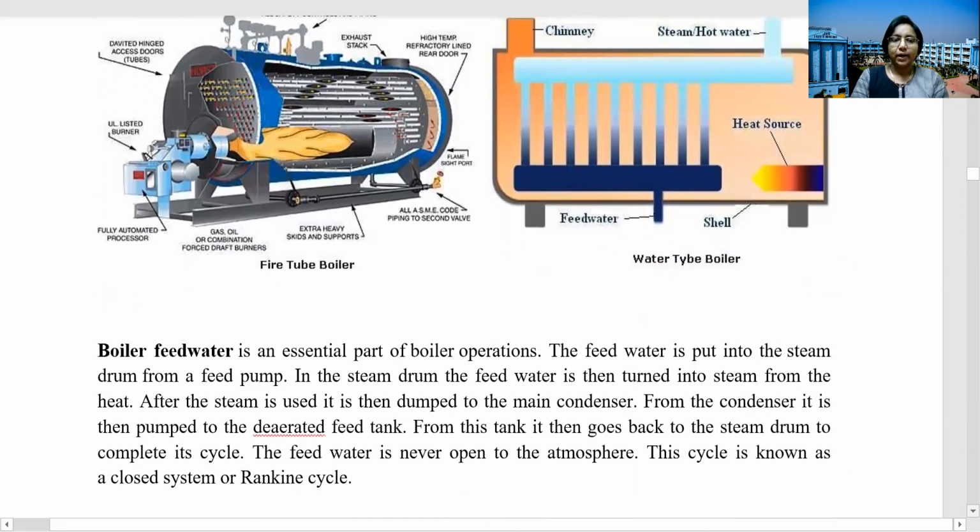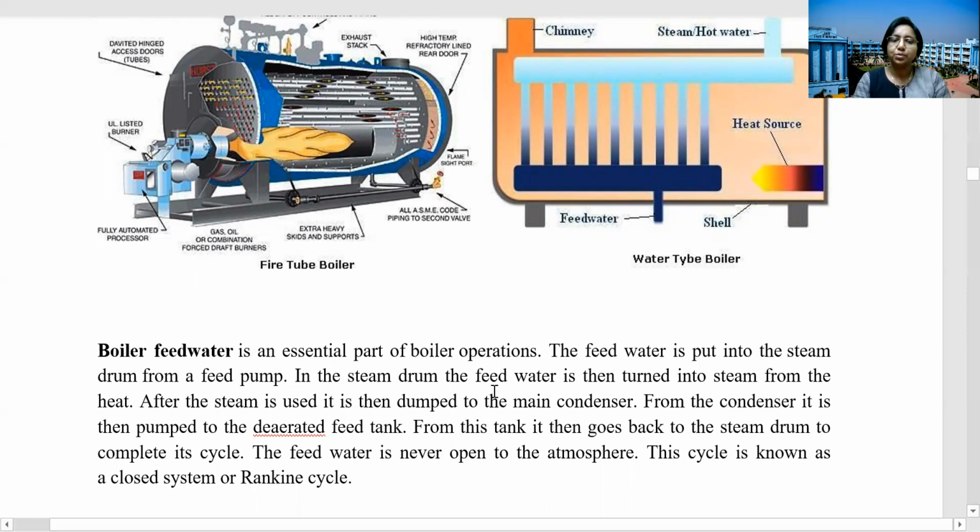The boiler feed water. Boiler feed water is an essential part of boiler operations. The feed water is put into the steam drum from a feed pump. So you can see here that is the feed water, and it goes into the drum from a feed pump. In the steam drum, the feed water is then turned into steam from the heat. So here the heat is provided and this water will be converted into steam.